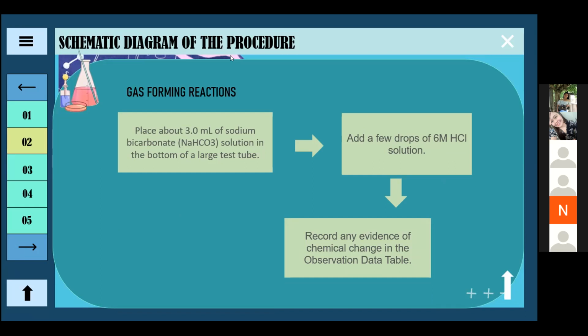Gas forming reactions. Place about 3.0 ml of sodium bicarbonate solution in the bottom of a large test tube. Add a few drops of 6 molar hydrogen chloride solution. Record any evidence of chemical change in the observation data table.